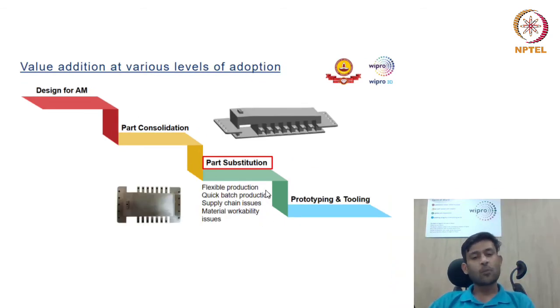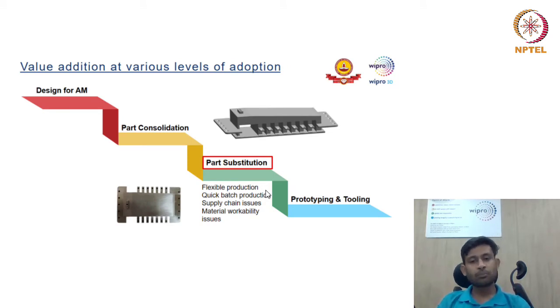The second level of adoption of AM is called part substitution. So what does part substitution basically mean? That you are substituting the manufacturing method of the component without making any design changes. Now this can depend on your end application, whether you have the freedom to change the design or not, but you have the freedom to change the manufacturing process. So let's talk about the ideal candidates. Who would be the ideal candidates for part substitution?